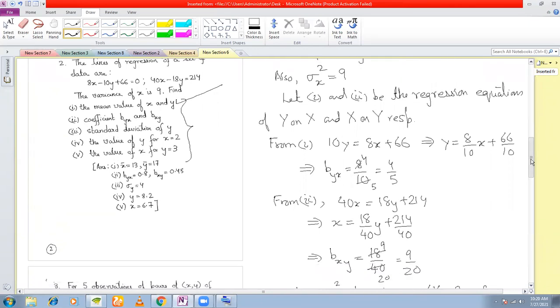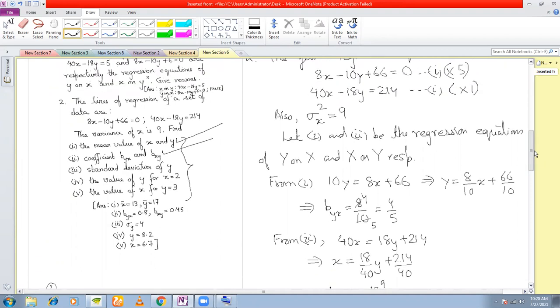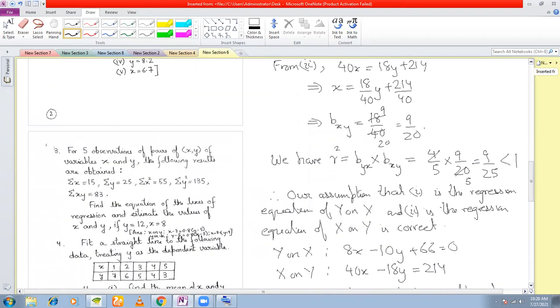We now move on to the second part, that is how to find the regression coefficients bxy and byx. Now see here, we have already found it here. If you see, our assumption was correct, isn't it?